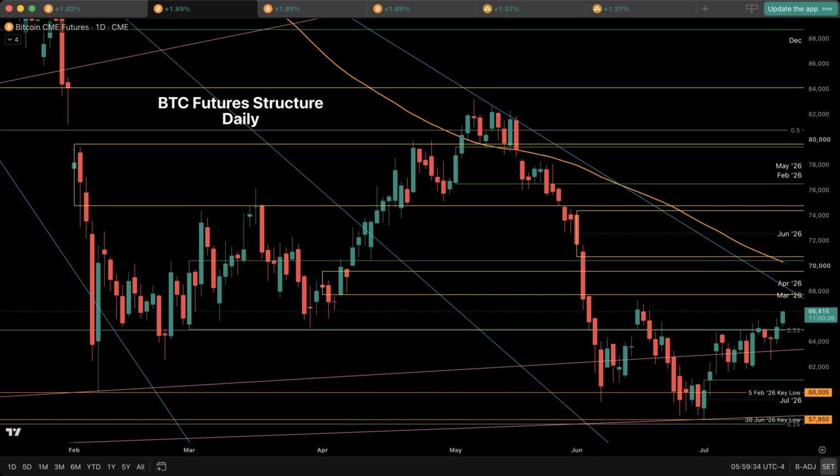We do not choose one direction for the whole week. We react to the daily field. Then, we execute from the session box. Now look at the lower side. July 1st daily basis candle forms near the February 5th key low.